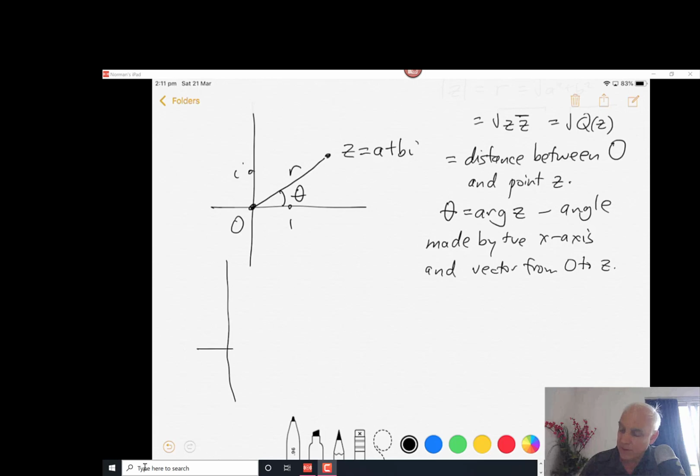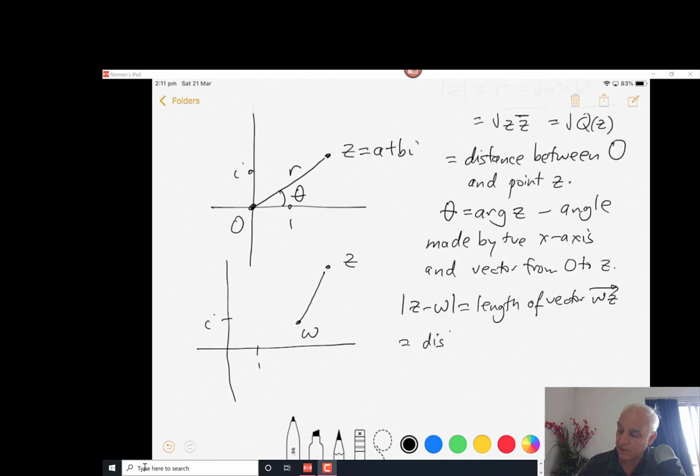Okay, so let's just relativize those two notions. So now let's consider we have 2 points, maybe z here and w here. Then we could consider the length of z minus w. What's that geometrically? Well, that's just the length of this vector that joins them. That's the length of the vector, maybe we could say vector from w to z, although we haven't used that notation very much. But another way of saying it is the distance between z and w.